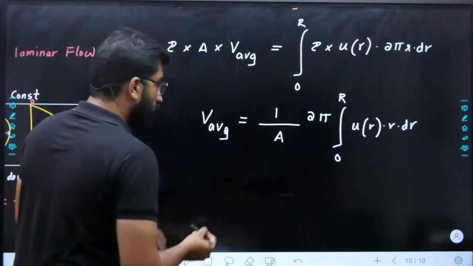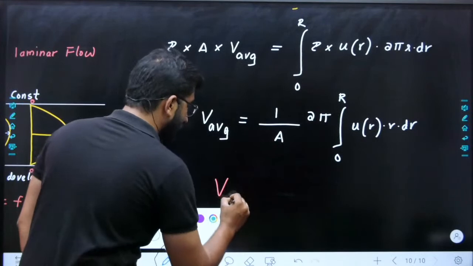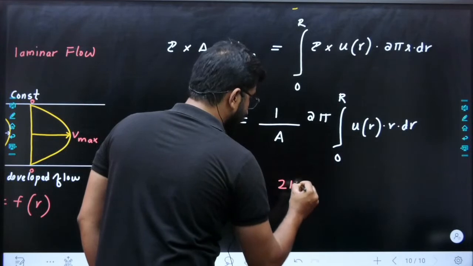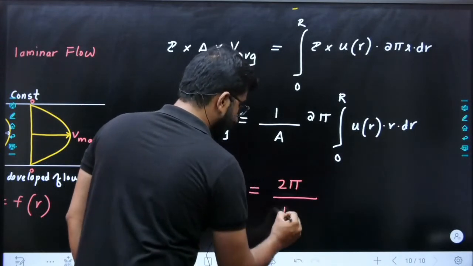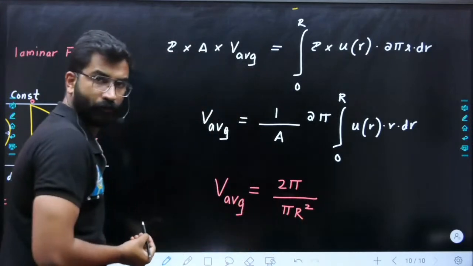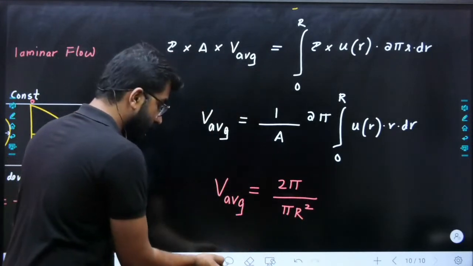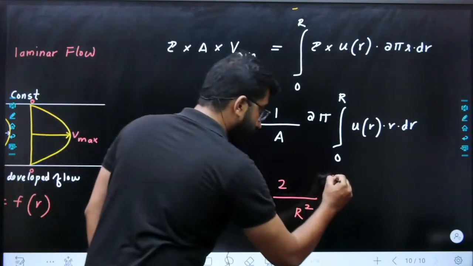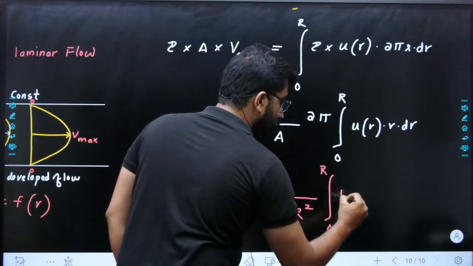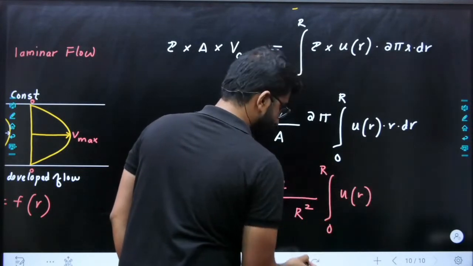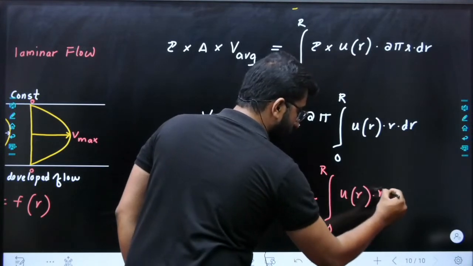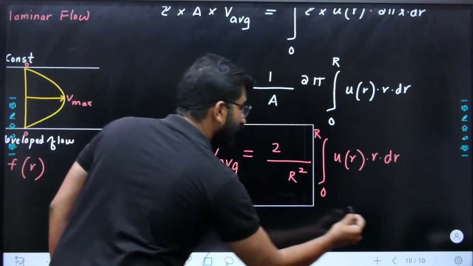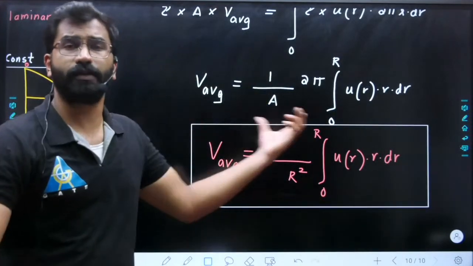What is A? Pi R square, so both will be cancelled out, so your equation will be average velocity in a pipe is equal to 2 pi divided by pi R square, because A is pi R square, so what will be cancelled out? Pi will get cancelled out, so 2 divided by R square into integral 0 to R of u(r), this is your velocity profile, into r dr. ये आपका basic equation है for velocity profile. Any profile आपको question में देके दे, they can ask you what is the average velocity.